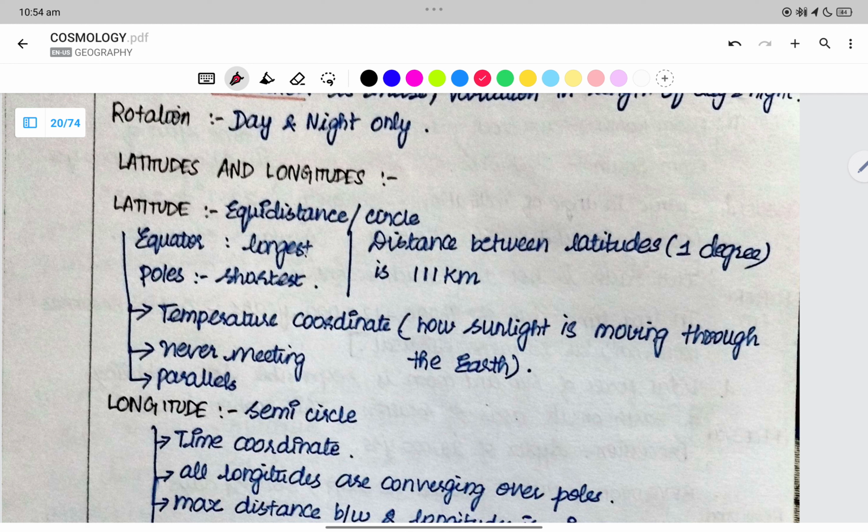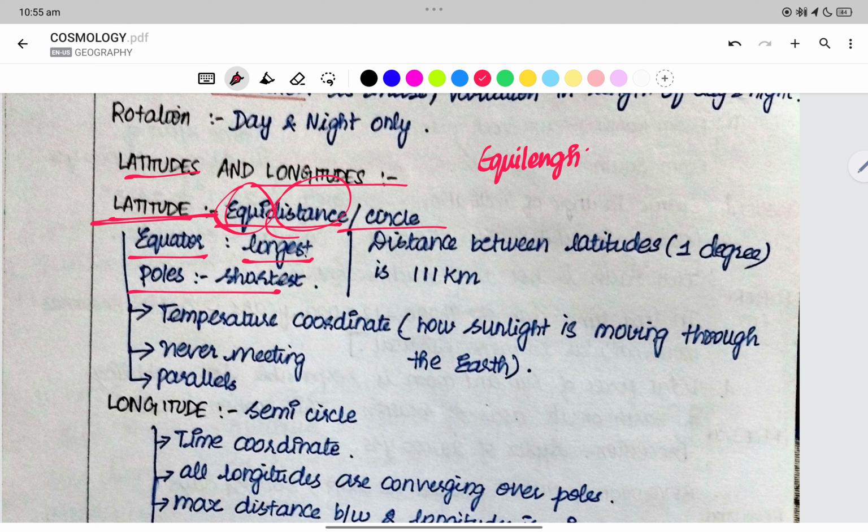Now we are going to see about the latitudes and longitudes. Latitudes are equidistant circles. The equator is the longest and at the poles it is the shortest. Equidistance, okay, we are not saying equal length, right? Equal distance, but longitudes are equal length.